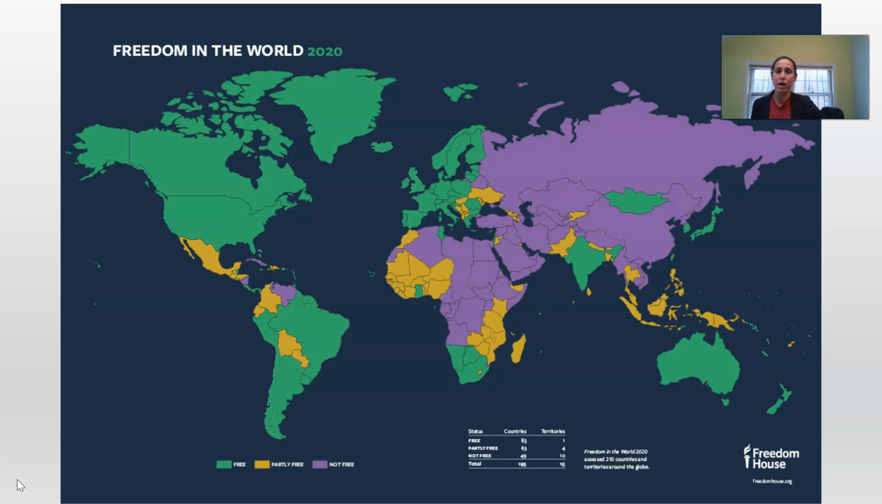So this is a little review of non-democratic countries and this idea of how do we measure freedom in the world.